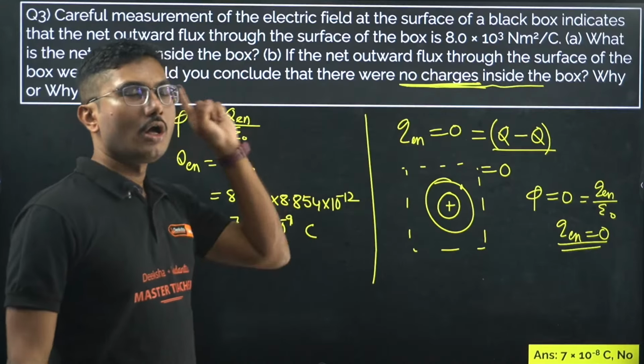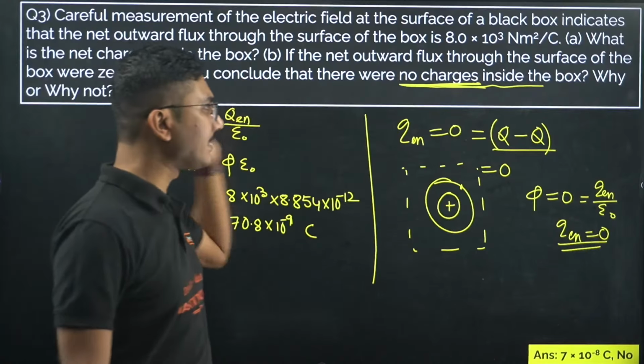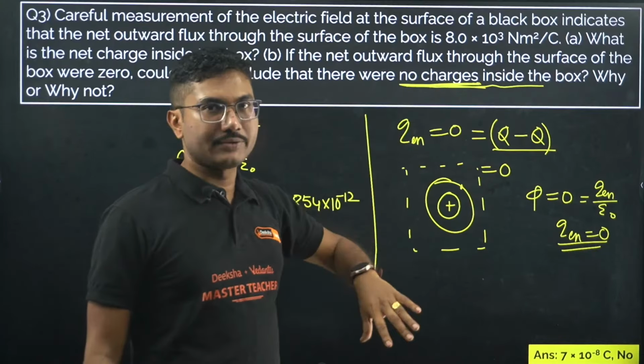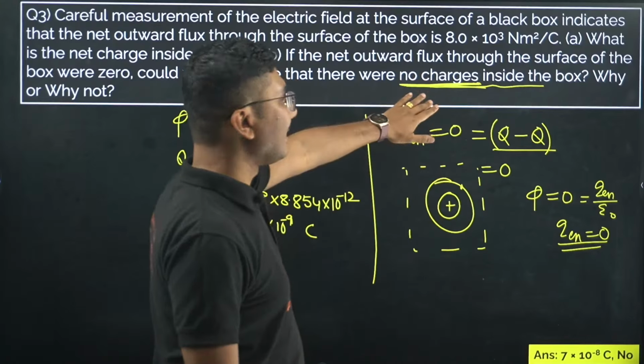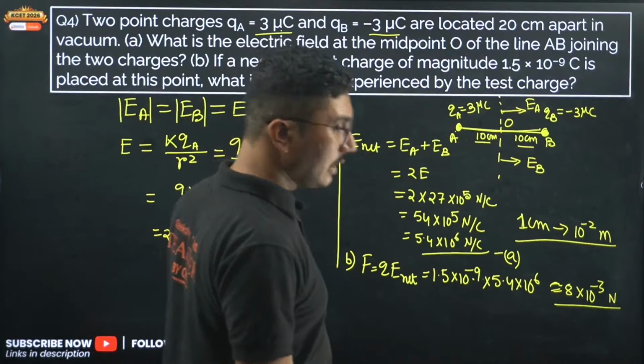We can conclude net charge is 0. Remember, you have to write, we can conclude net charge is 0, but net charge 0 can be explained by having the same amount of positive and negative charges. So that is why we cannot say no charges. Okay, clear?